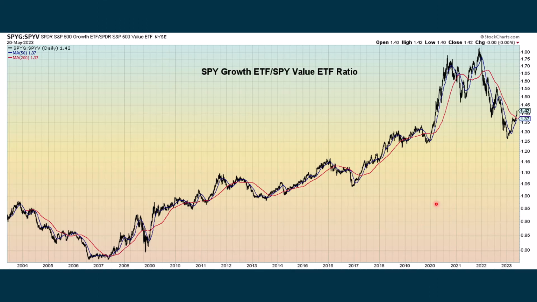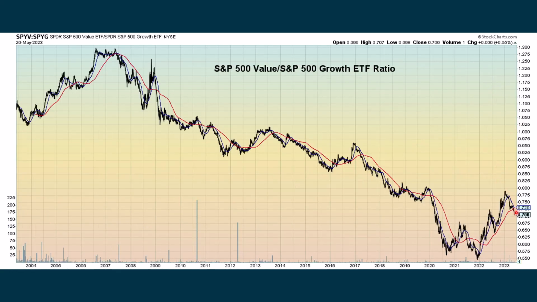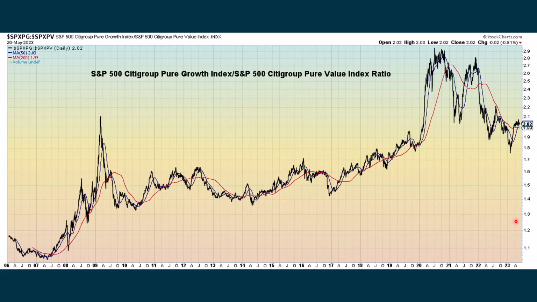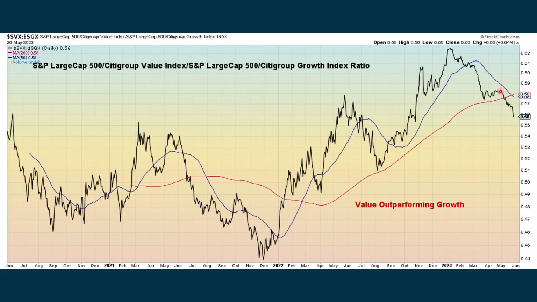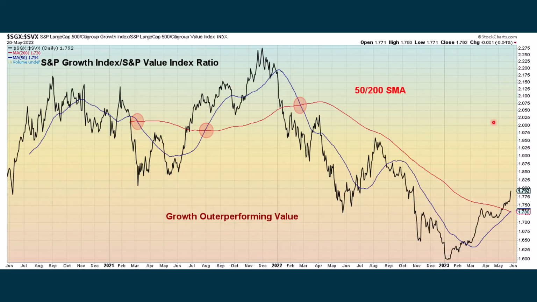This is a ratio of two ETFs, where it shows that growth had really been underperforming, and now we're just starting to get a golden cross in this ratio. Value is starting to give us a death cross when compared to growth. We also look at a couple of indexes where we've already seen a cross with growth turning more positive. And then here, this is where value is turning more negative. This ratio looks at the growth index versus the value index, where we're starting to see a golden cross.